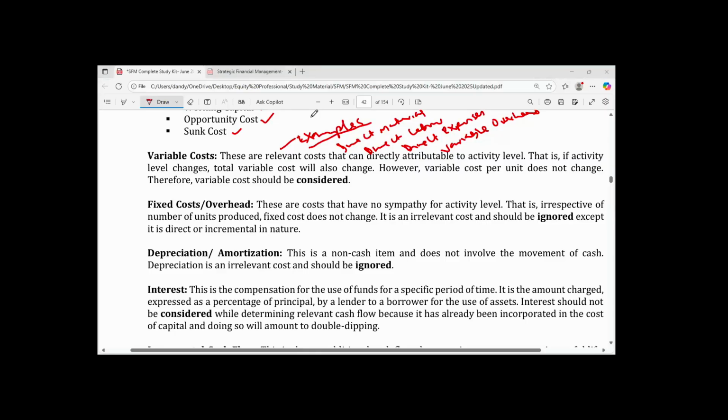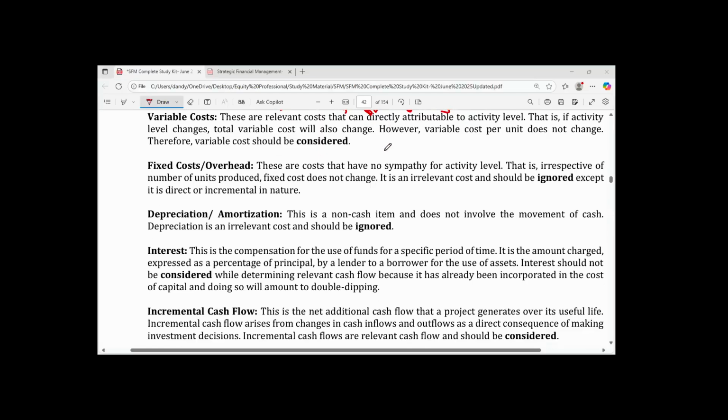The fact that I said fixed cost is not relevant, since it's not changing, does not mean that examiner may not test you. There are 3 different ways examiner can test you as far as fixed cost is concerned. The first one is that if you are given a fixed cost with no further information, you are just given a fixed cost. Say, for example, the company incurs fixed cost of 100,000 naira. No further information. In that case, that particular fixed cost is irrelevant.